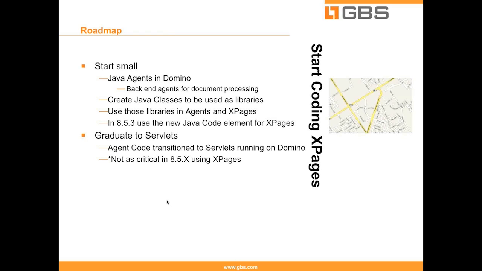Create Java classes that you can use as libraries. Those are the same as your LotusScript libraries. Use those in agents and XPages. New to 8.5.3 is a really cool new code element called the Java code element. It makes including Java code in XPages significantly easier, because any of the classes that you create through that Java code element are automatically included in the Java class path. We'll talk about what that is in a little bit. But if you're working with 8.5.3, it's definitely one of the reasons to step up to 8.5.3 if you haven't done so already. And then graduate to servlets.